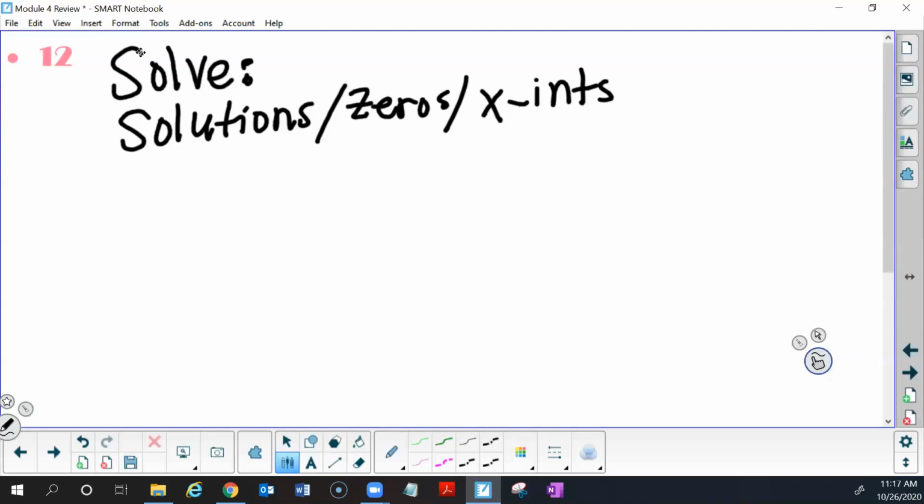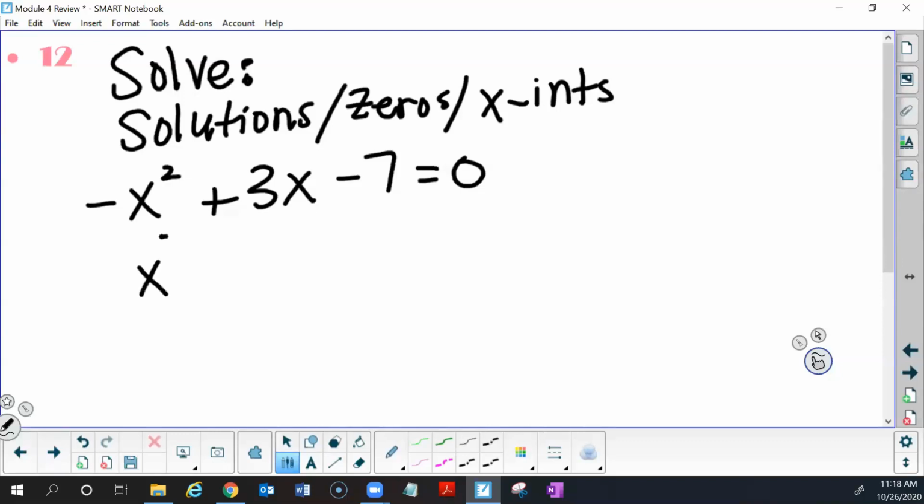So on number 12, we're going to solve this. But before I can do anything to solve this, I got to have my leading coefficient to be positive. So I'm going to multiply everything by -1. So here's what I am working with.